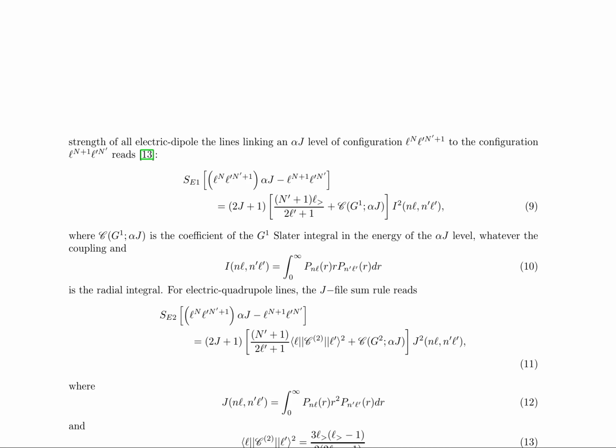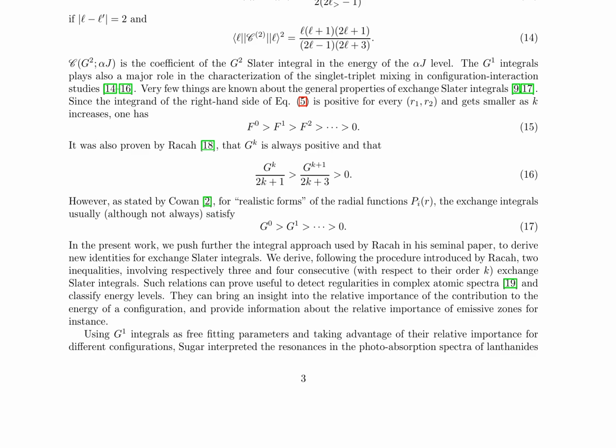The G1 Slater integrals play a crucial role in characterizing the singlet-triplet mixing in configuration interaction studies. The inequalities in equations 15 and 16 are derived from the positivity of the integrand of the right-hand side of equation 5, and Racah's proof of the positivity of Gk. Cowan's observation in equation 17 is mentioned, stating that exchange integrals usually satisfy a specific ordering.